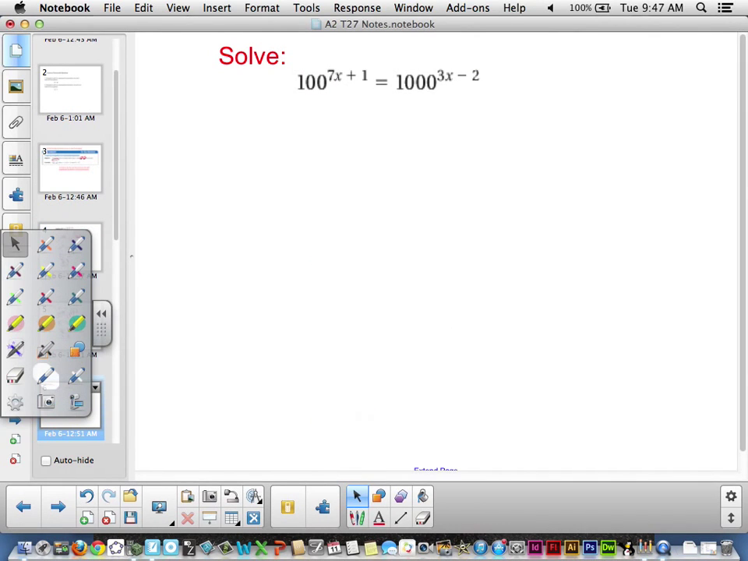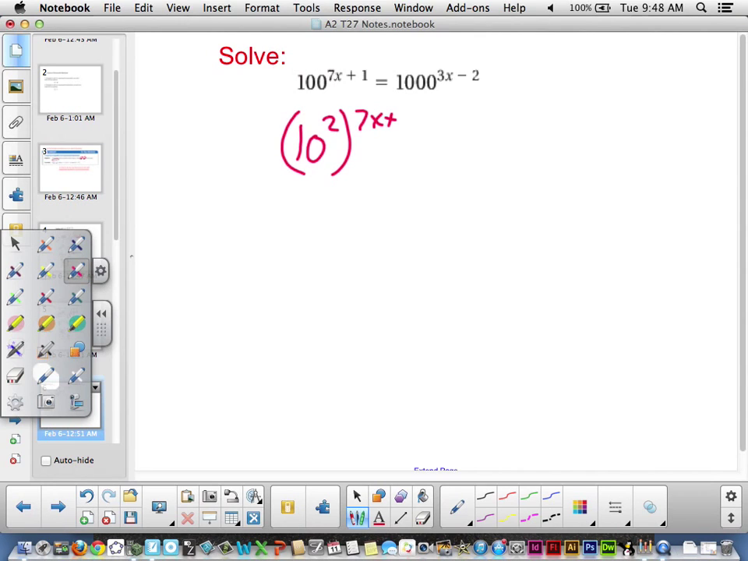Try this one on your own. Pause it. We'll come back. 100 is the same as 10 squared. So I'm going to rewrite this as 10 squared to the 7x plus 1. And 1,000 is the same as 10 cubed. So we're going to rewrite this as 10 cubed to the 3x minus 2.